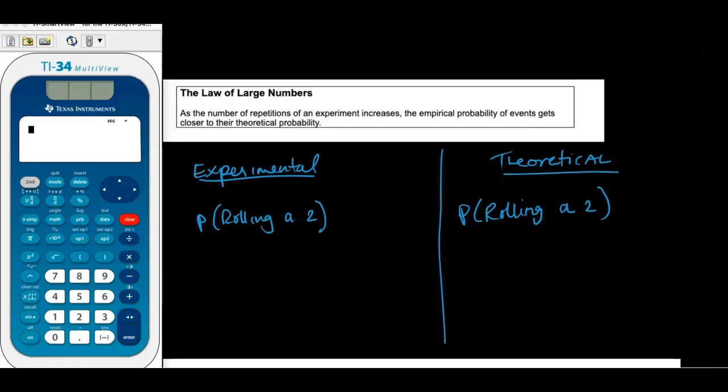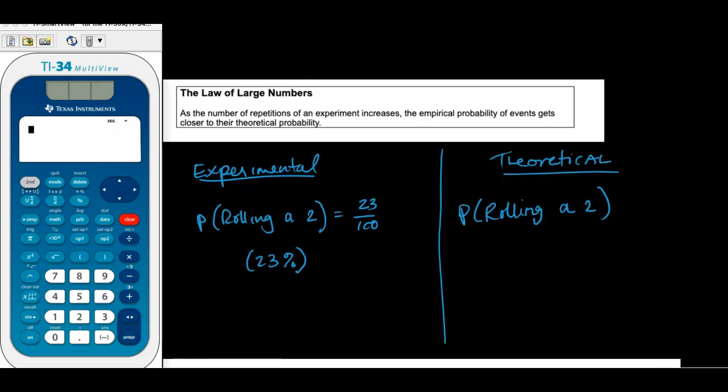So the law of large numbers says that as the number of repetitions of an experiment increases, the empirical probability of an event gets closer to the theoretical probability. So in our last example, we found that the experimental probability of rolling a 2 was 23 out of 100. So that's a 23% chance of rolling a 2 based on that experiment. That was just a one-time roll the die 100 times, let's see what happens.